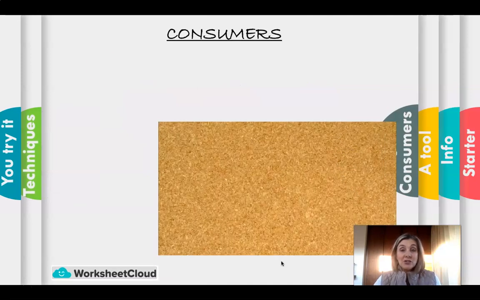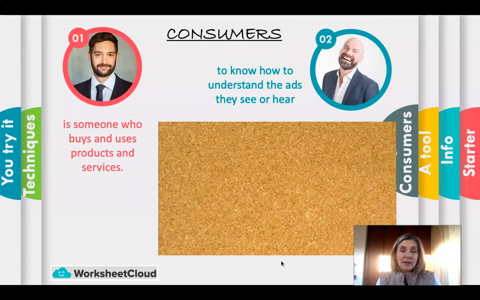Right, and then we look at consumers. So you are a consumer. If you look on the left chart, that is someone who buys and uses products and services. So that's us, you and me. But as a consumer, you need to know how to understand ads, the ones that you see or you hear, because they are very clever and sometimes you are misled.